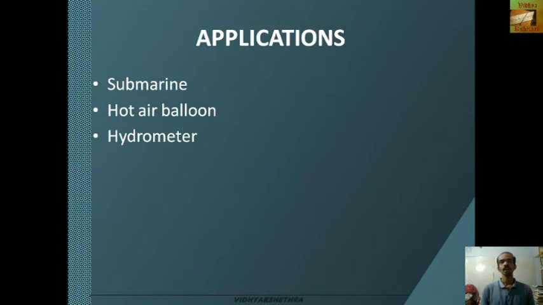Now the hydrometer. A hydrometer is an instrument that is used to measure the relative density of liquids. It consists of a tube, and a lead ball is used to weigh down this tube. When it is kept in a liquid, the extent to which it floats or is submerged will give the relative density of the liquid.